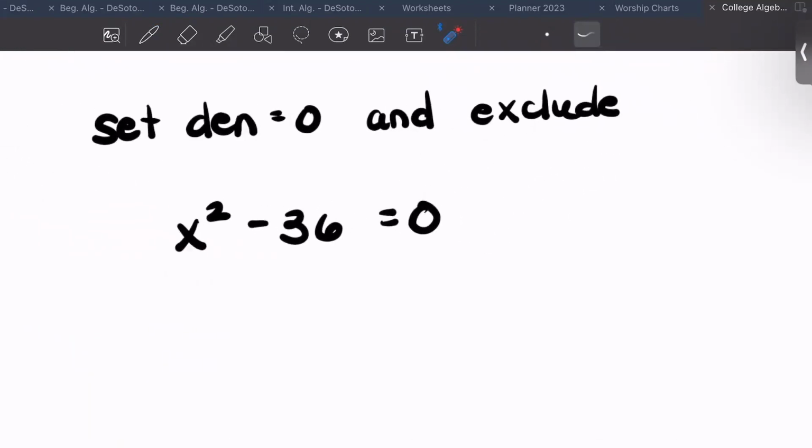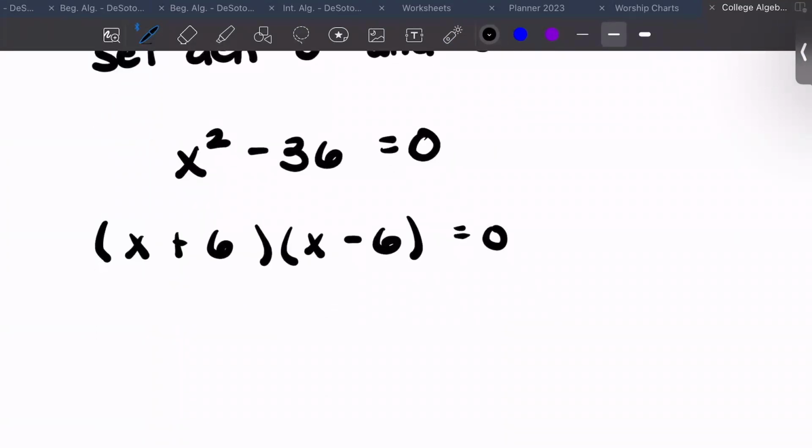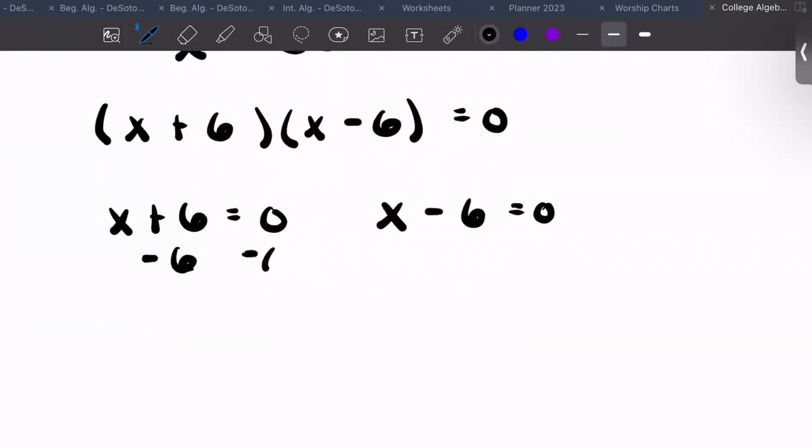Here, we need to factor this guy. You notice that this is the difference of squares, right? x squared minus 36. The square root of 36 is 6, and the square root of x squared is x, of course. So we get x plus 6 times x minus 6 equal to 0. Now we just set both sets of parentheses equal to 0 and solve. Subtract 6 here, x equals -6, add 6 here, and x equals +6.